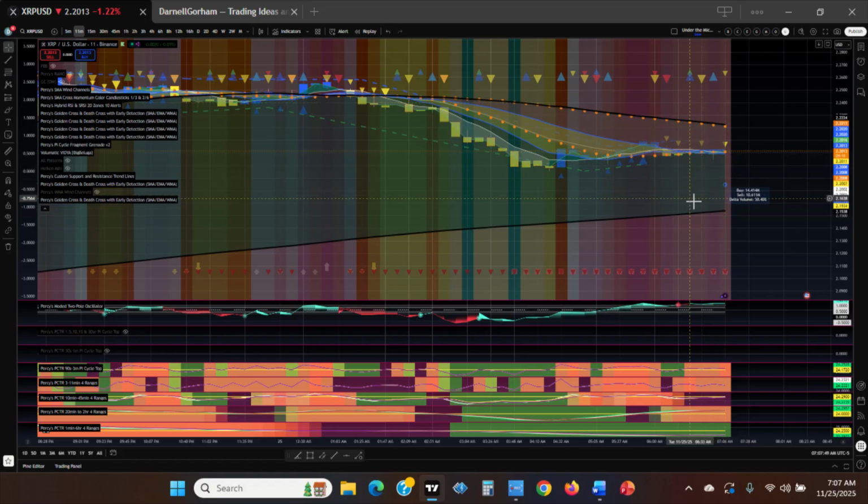Let's apply the 200 and 400 simple moving average, the dotted green lines, as well as the 111 and 700, the dotted white lines. Here they come.